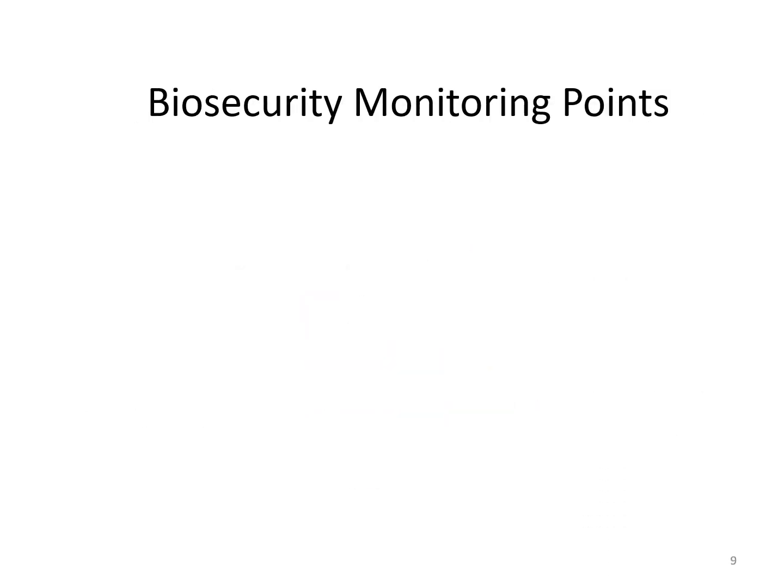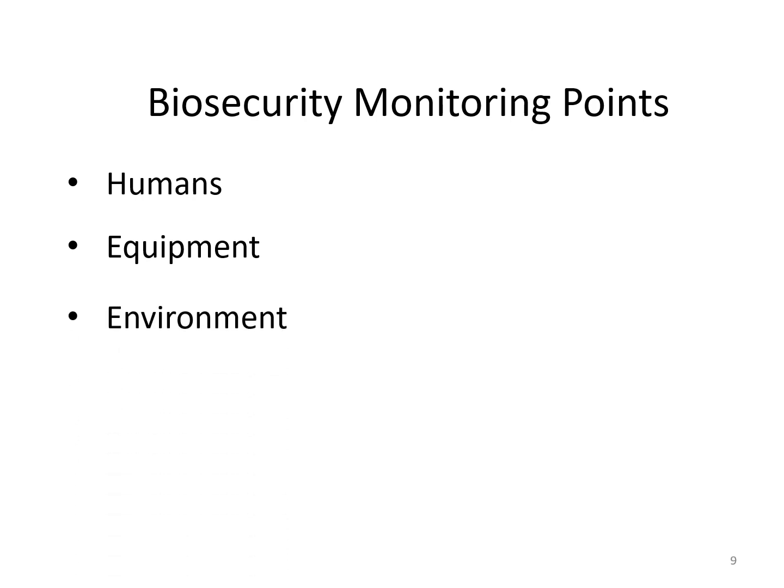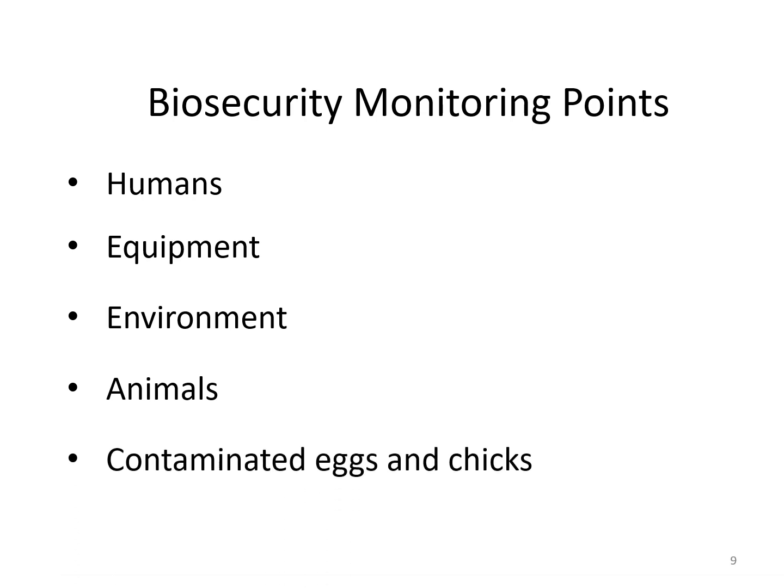Biosecurity monitoring points. If we want to maintain the biosecurity at the farm, we should monitor the following factors. First of all, the movement of the humans, the sanitation of the equipment, the cleanliness of the environment, the sanitation of the animals, and the contaminated eggs and chicks, contaminated feed.